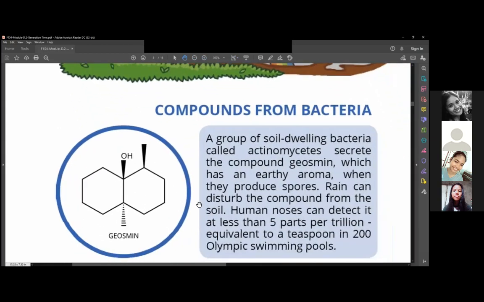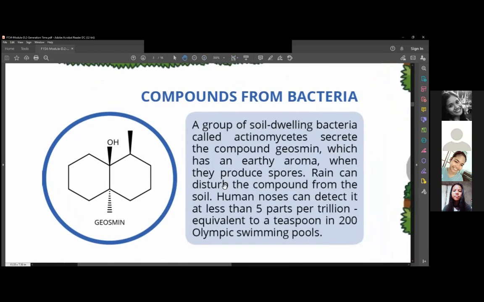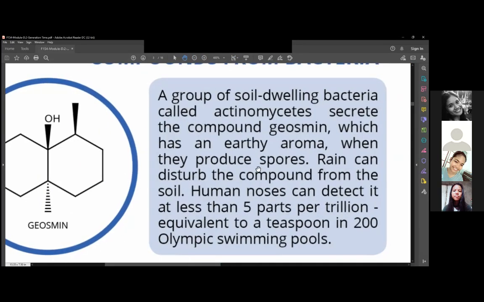Ayan, that's the structure of a jasmine. So compounds from bacteria, a group of soil-dwelling bacteria called actinomycetes, secrete the compound jasmine, which has an earthy aroma when they produce spores. Rain can disturb the compound from the soil. Human noses can detect it at less than 5 parts per trillion, equivalent to a teaspoon in 200 Olympic swimming pools.